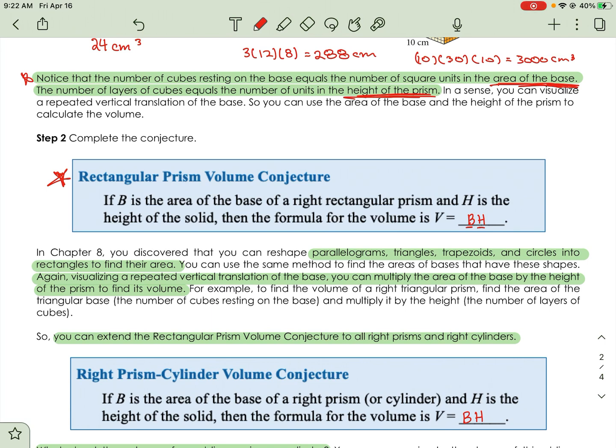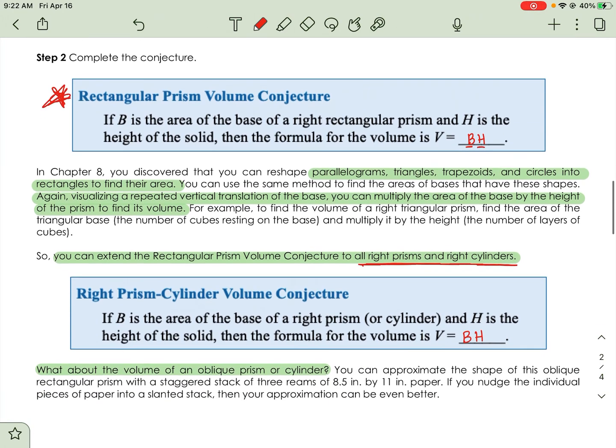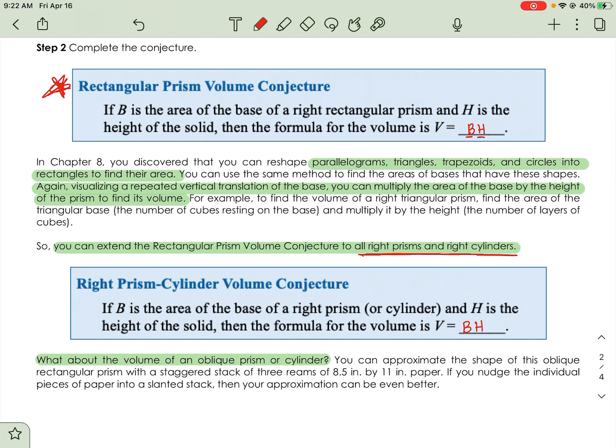And we talked about how we can turn those shapes into rectangles. And that means we can extend this conjecture into the conjecture for all right prisms and right cylinders. What that means is, regardless of the shape of the base of your prism, or if you have a cylinder, you are always going to find the area of the base times the height.